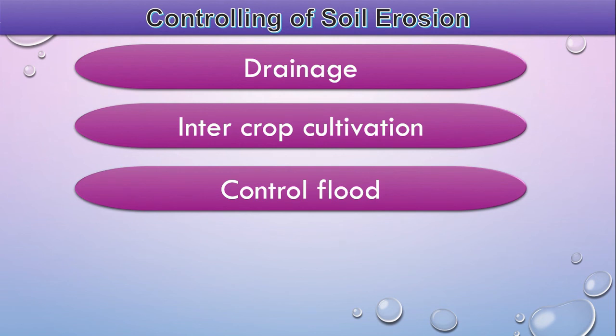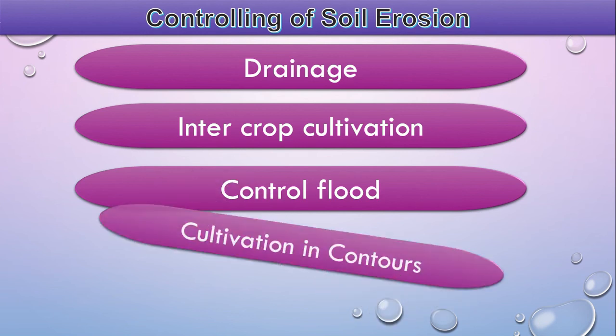Control flood. If there is any flood due to a natural disaster, we can control the flood, like make a river dam, make protection, and move the water away to some other place. This is how we can control soil erosion. But if this happens in huge quantity, then we cannot control the soil erosion. This will happen in the country.